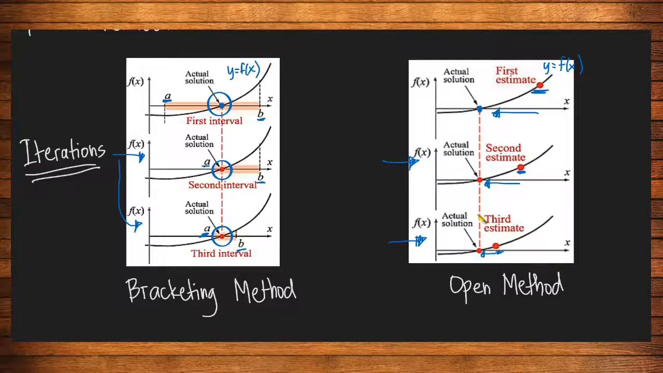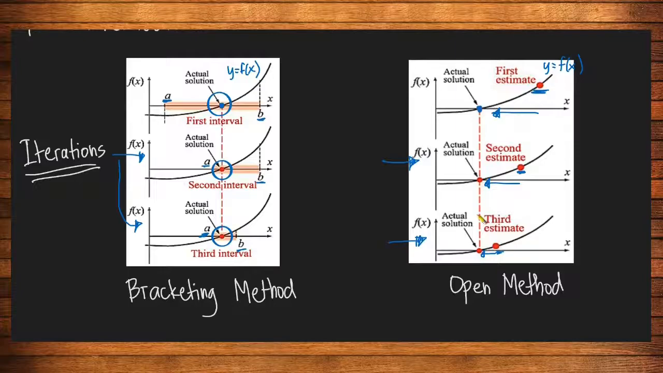Again, yung main difference ng bracketing and open methods is yung initial values na ina-assume natin. So for bracketing methods, dalawa. And then for open methods naman, there's only one. So open methods are usually more efficient, but sometimes might not yield the solution.